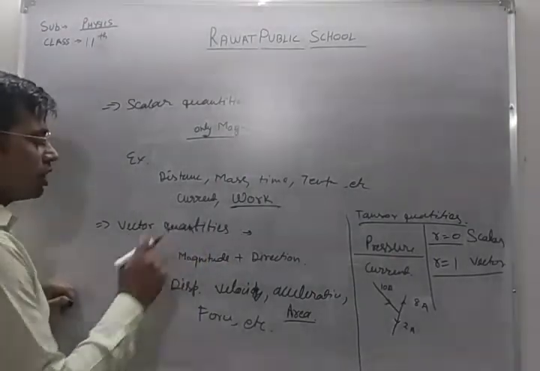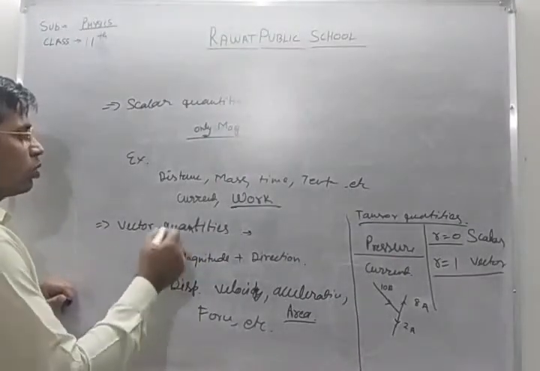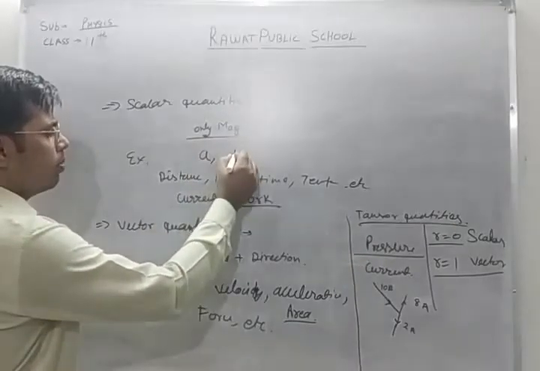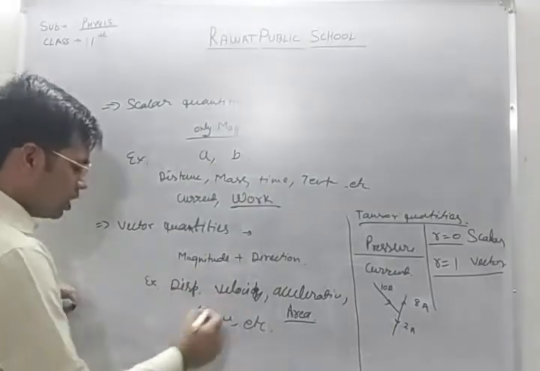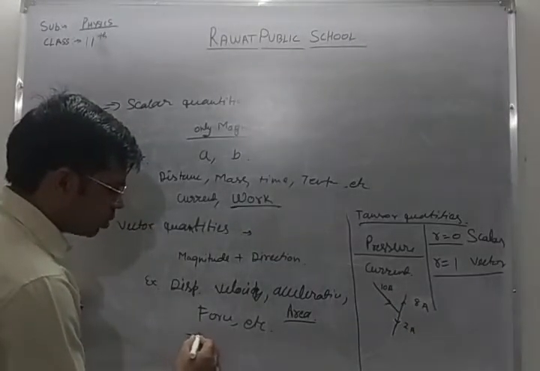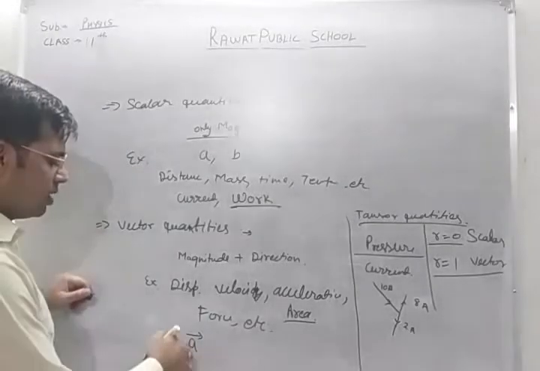So it is important to represent a vector quantity. Like for scalar quantities, we can write A, B or any name. But in case of a vector, if you want to represent a vector, then we need to put an arrow over the head of the quantity.